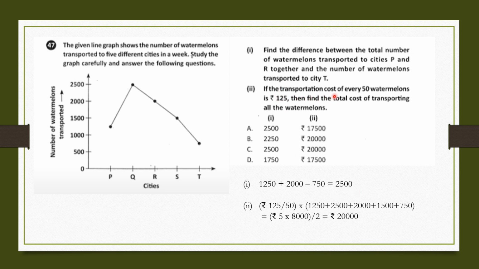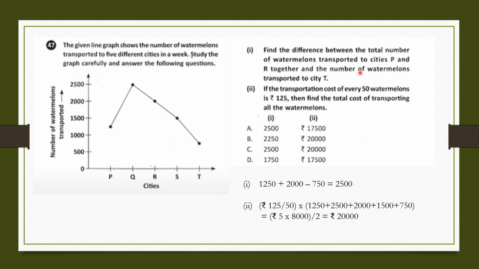If the transportation cost of every 50 watermelons is rupees 125, then find the total cost of transporting all the watermelon. So let's first calculate the total number of watermelons. So it will be 1250 plus 2500 plus 2000 plus 1500 plus 750.